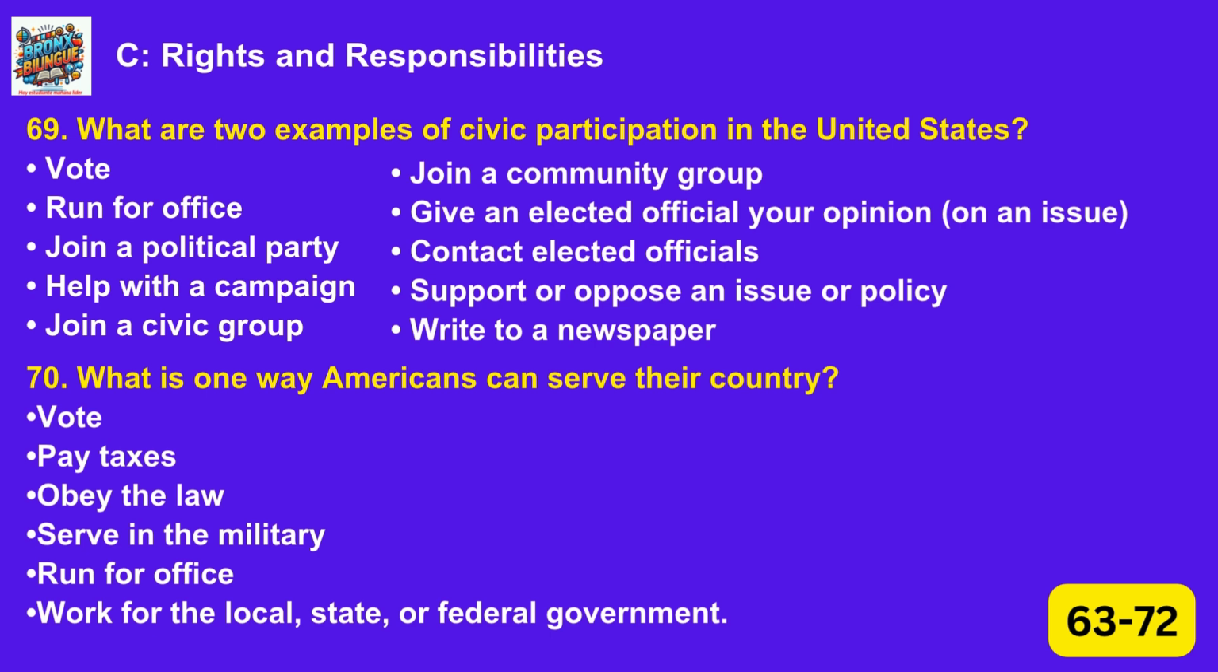69. What are 2 examples of civic participation in the United States? Vote. Run for office. Join a political party. Help with a campaign. Join a civic group. Join a community group. Give an elected official your opinion. Contact elected officials. Support or oppose an issue or policy. Write to a newspaper.